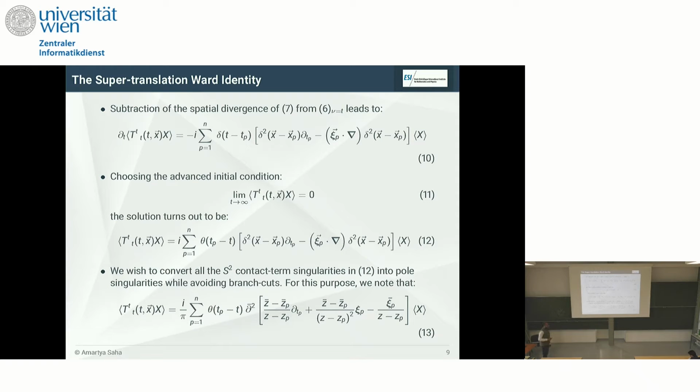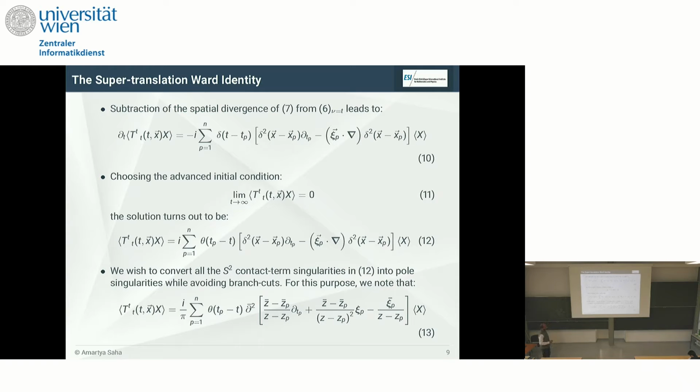But of course we need an initial condition, so I choose the advanced initial condition that is natural from gravity perspectives. It's natural from the point of view of specifying these asymptotic initial conditions on ψ plus minus. So with the advanced initial condition, the solution turned out to be equation 12. The important feature there is that there is one temporal step function. Now we see that this Ward identity contains contact term singularities on the S2.